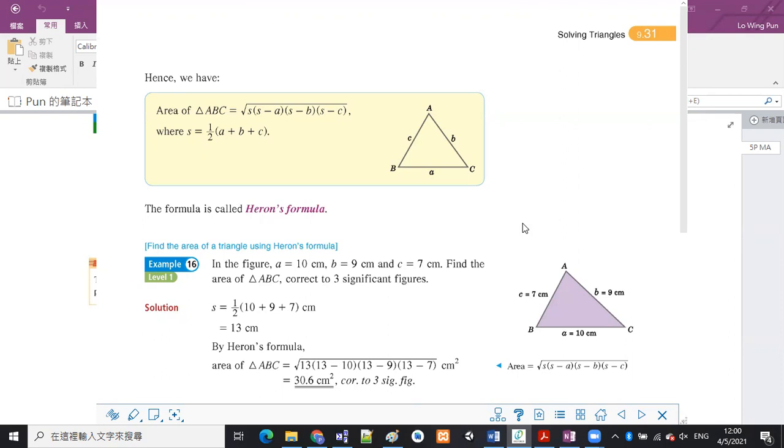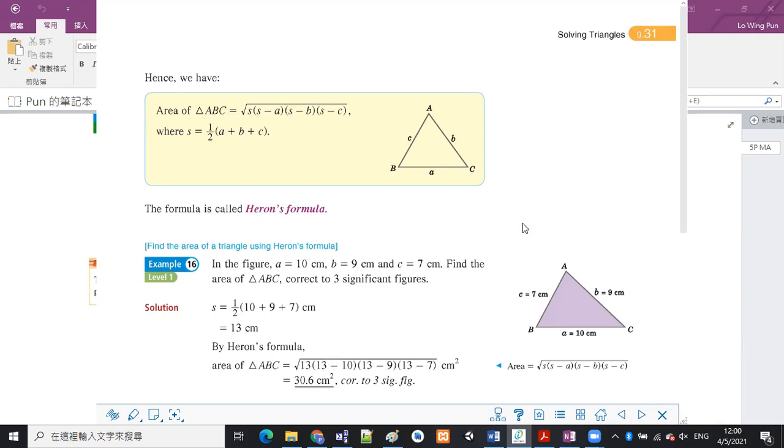So I think it's very clear. If we know all the three lengths and we need to find the area, then we need to use the fourth formula. And there's a name for this formula, called Heron's formula. Heron's formula. There is the name of the mathematician. This is a little bit more complicated. It takes two steps to use the formula to find the area.